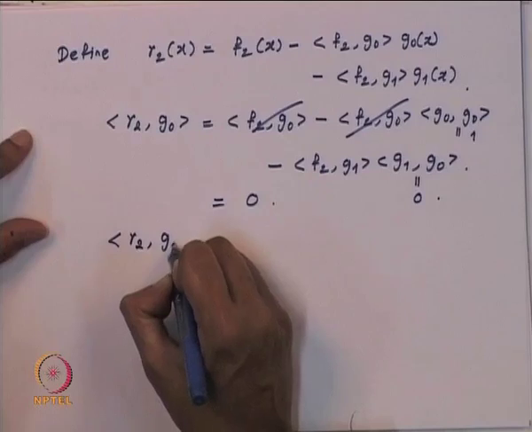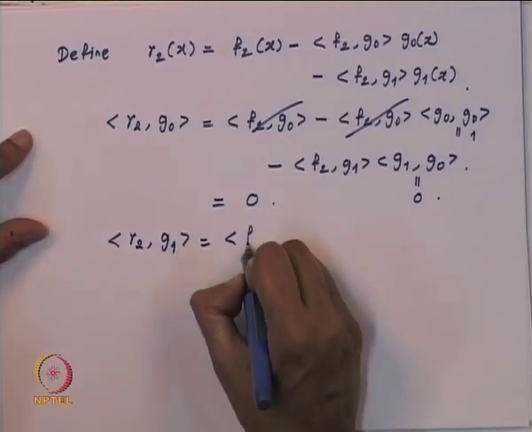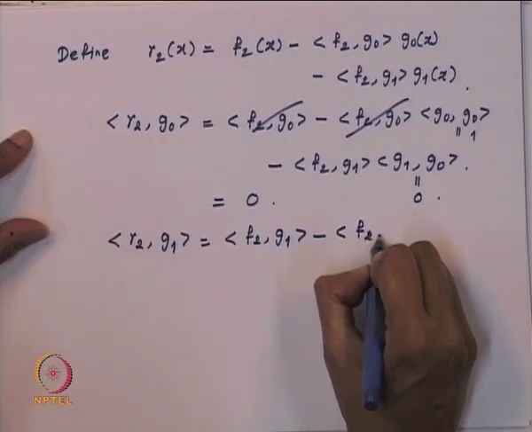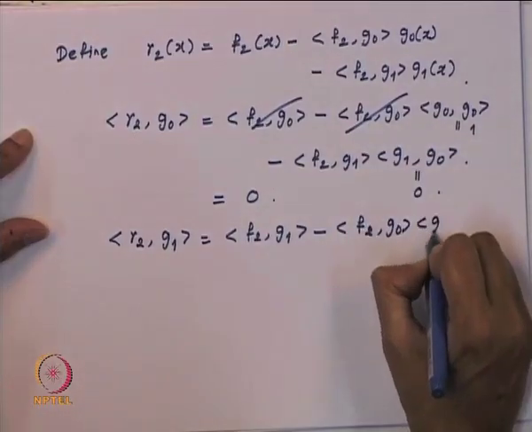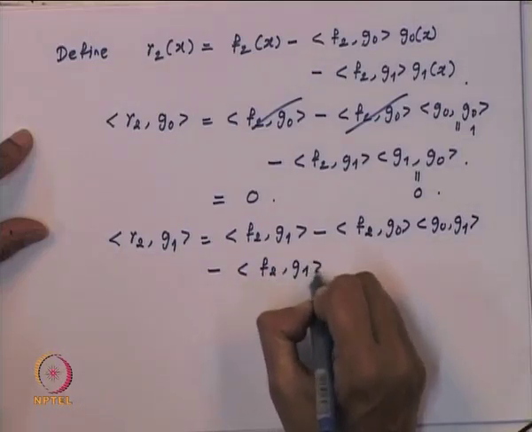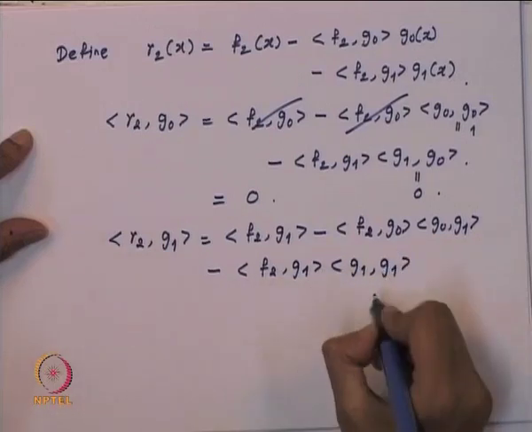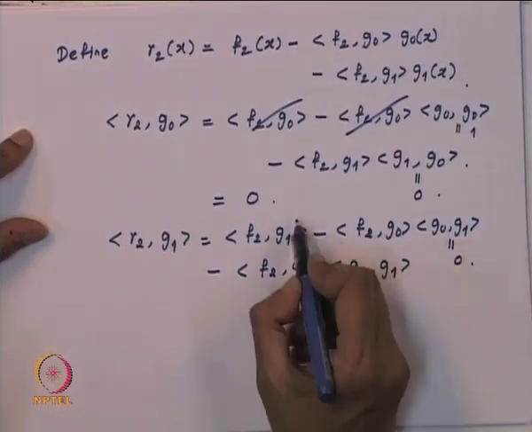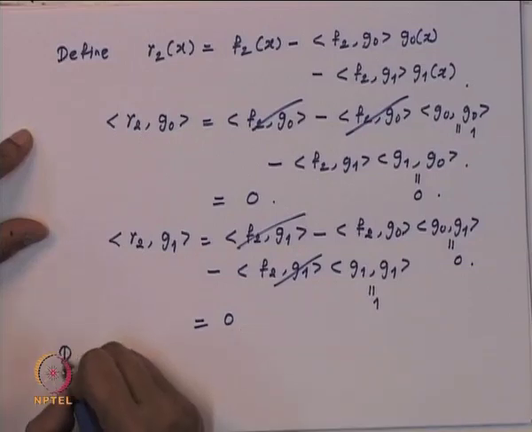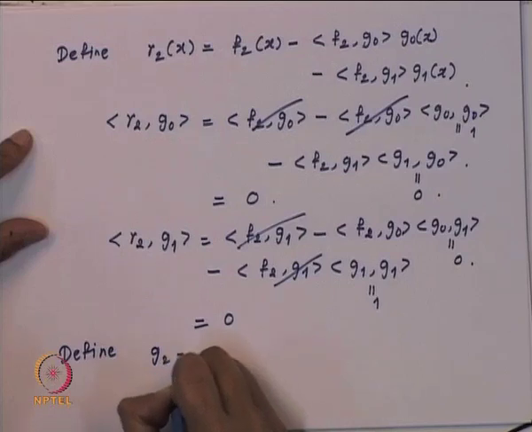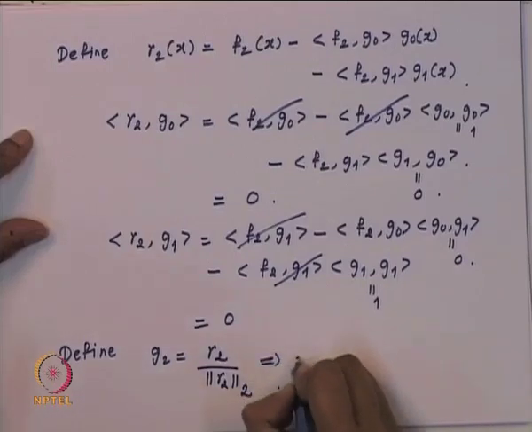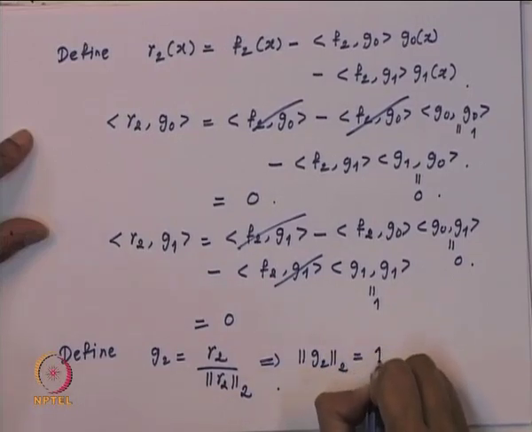Then you look at inner product of R2 with G1. That will be inner product of F2 with G1 minus inner product of F2 with G0, the coefficient, and inner product of G0 with G1, minus inner product of F2 with G1 and inner product of G1 with itself. So, this is going to be equal to 1, this is equal to 0, these two will get cancelled and then you get inner product of R2 with G1 equal to 0. Next, define G2 to be equal to R2 upon norm R2. So, this will imply that the norm of G2 is going to be equal to 1.